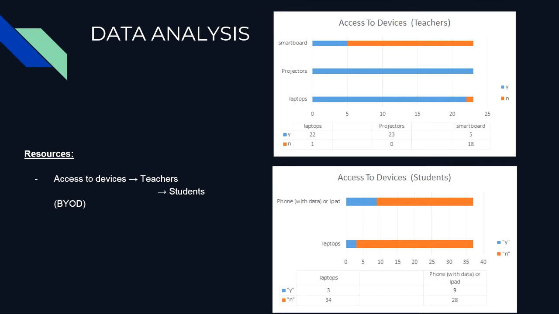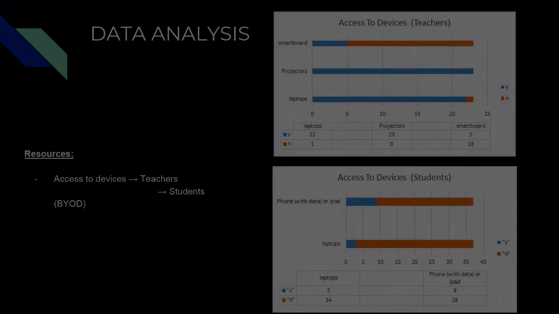The first theme, resources, was separated into access to devices from a teacher's perspective and access to devices from a student's perspective. The graph on the right shows that all teachers had access to projectors in the classroom, whereas only 38% of teachers used smartboards. While teachers had access to a laptop, a mere 23% of students were given access to technology from this device.